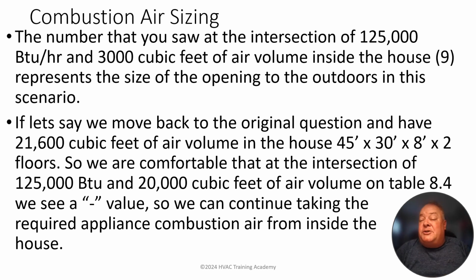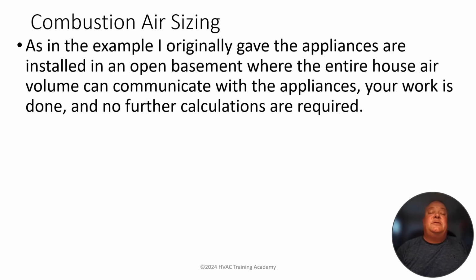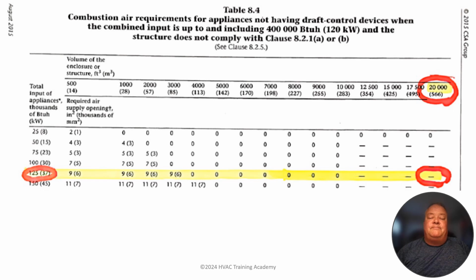So we go back to the original question. We got 21,600 cubic feet of air, 45 by 30 by 8 by 2. At the intersection of 125 and 20,000 cubic feet, we have a dash, so we can continue taking the required appliance combustion air from inside the house. And in an open basement, our work's done. We have enough air to satisfy the requirements for those appliances.